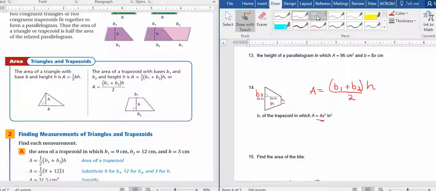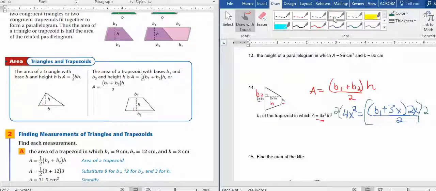So when we plug everything in, we have 4x squared is equal to b1, which we don't know, plus b2, which is 3x, times the height, which is 2x, all divided by 2. So the first thing I'd want to do when I start to simplify this is multiply both sides by 2 to undo that dividing by 2. And that leaves me with 8x squared equals, the 2's cancel, so you don't use that at all.